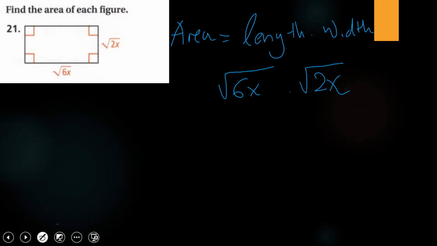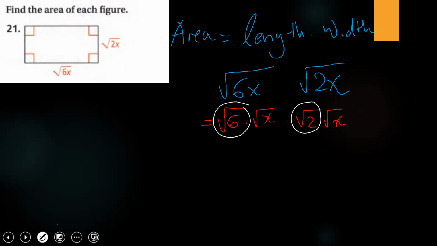First, let's distribute the square root. So we have square root of 6 times square root of x times square root of 2 times square root of x. Then after that, let's multiply the radical numbers first. Square root of 6 times square root of 2. What did you get? Square root of 12.